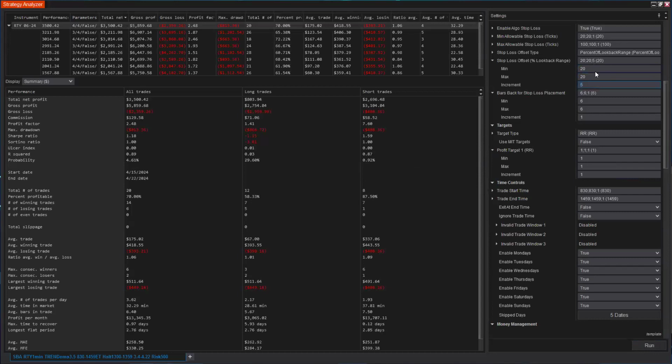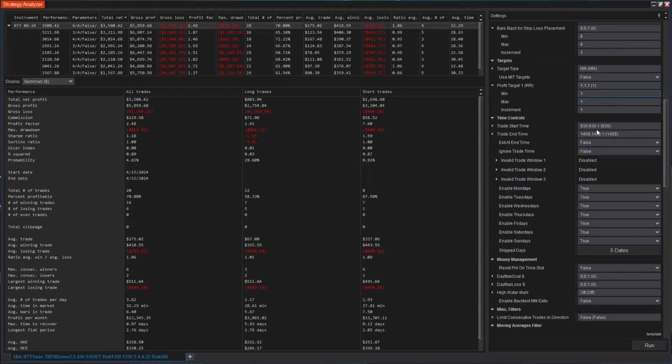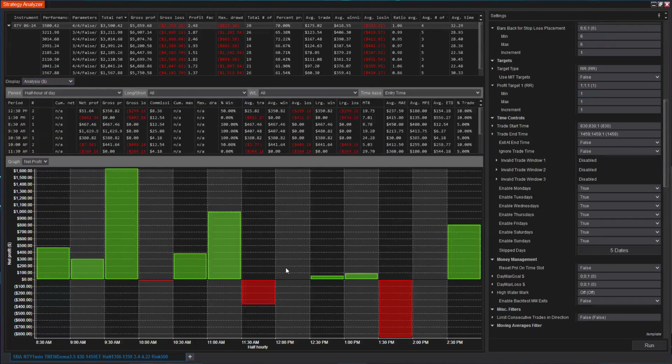Once you kind of have a range, 20 to 30, you can test it by ones if you want to go back and get that defined. I don't really find that, when you start tweaking every little thing, a lot of this stuff becomes irrelevant.